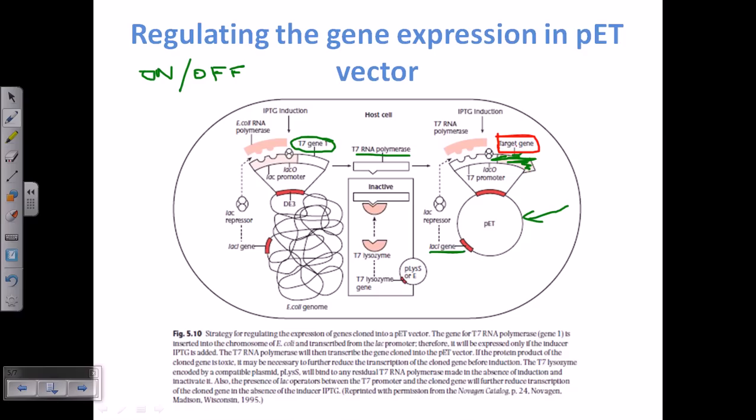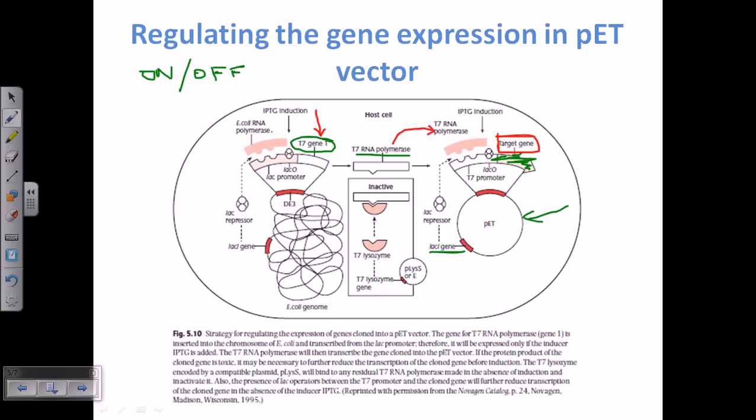But to express this target gene inside this E. coli, we must express the T7 gene, because the T7 gene will produce the T7 RNA polymerase, which is required for the expression of our target gene. If we can't make T7 RNA polymerase, the expression of our target gene will be blocked. So now let's look at the process and the regulation. So finally, the E.